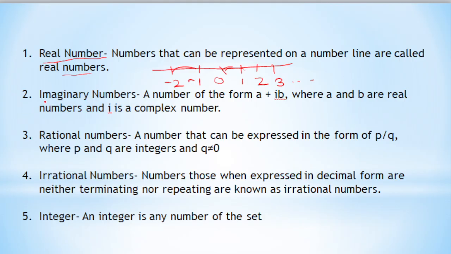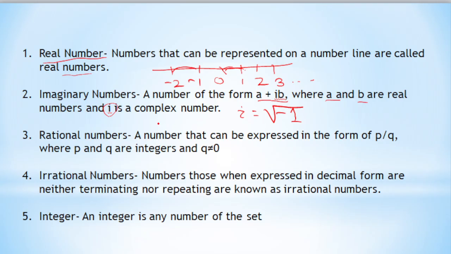And then imaginary numbers. A number of the form a plus bi, where a and b are real numbers and i is a complex number. The value of i is root over of -1.